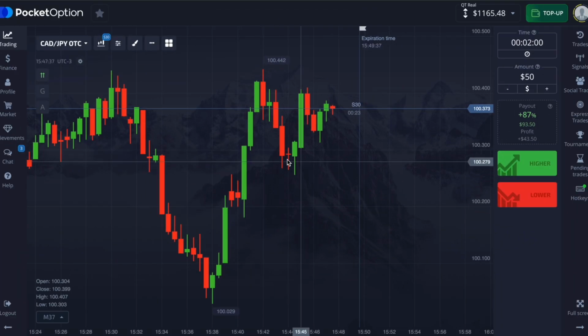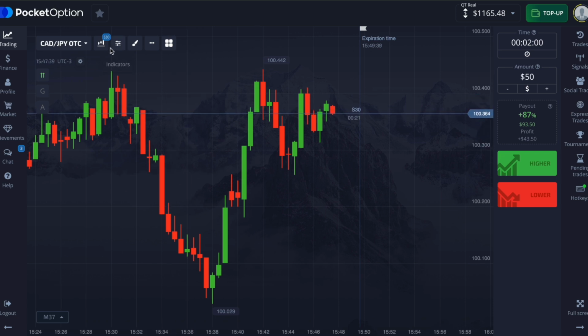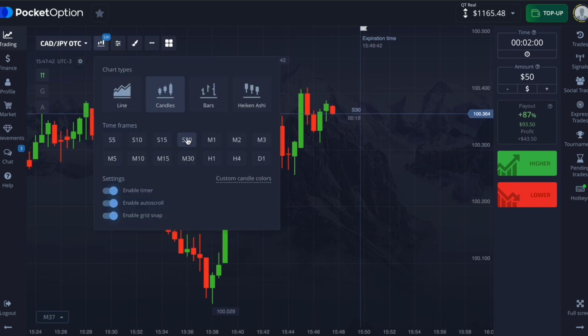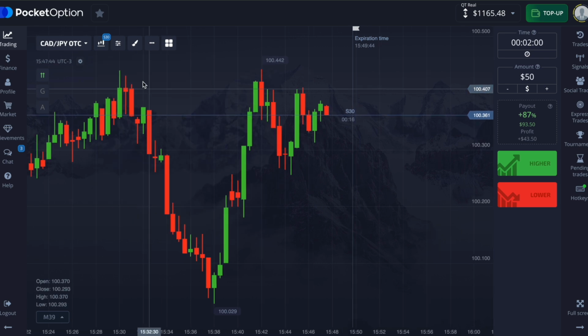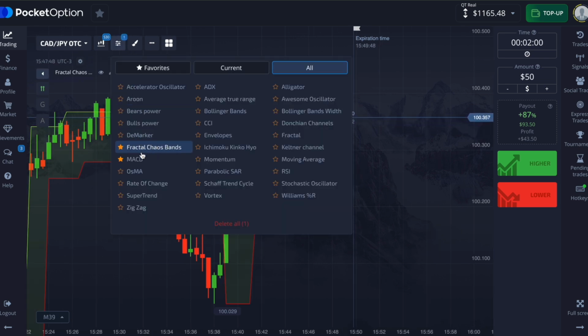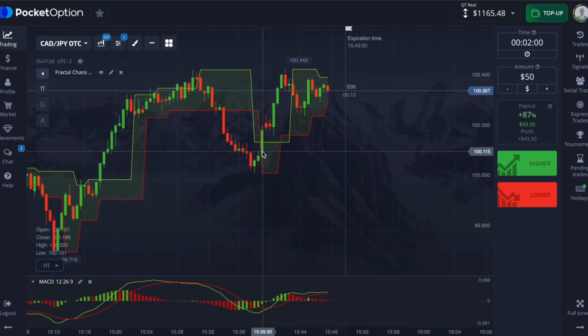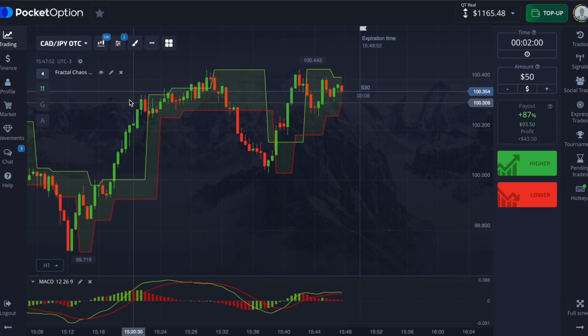To begin with, open this chart by following the link in the description. Choose the candlestick chart type and set the candle time frame to 30 seconds. Next, let's add the fractal chaos bands and MACD indicators. Let's go through some settings, follow along with me.